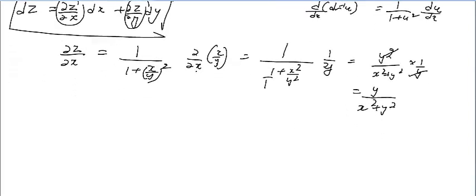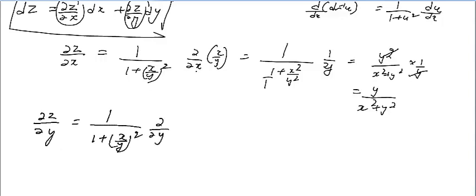Now you will find the derivative of z with respect to y. So this is 1 over 1 plus u square, u means x over y, square, and the derivative of x over y again with respect to y. So this will be y square over x square plus y square. Now here x is outside, the derivative of 1 over y is minus 1 over y square.